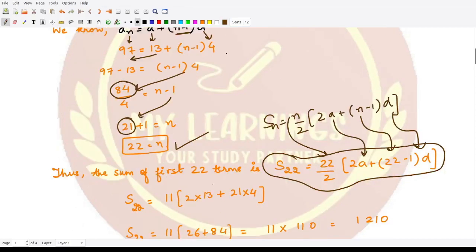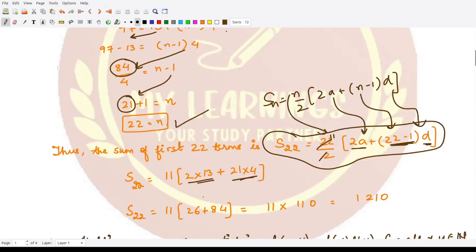Substituting all the values and simplifying, we would have 11 here, 2 into 13 here, and 21 into 4 here. Then 2 into 13 is 26, then we have 84, and when you add them it is 110, and when you multiply it with 11 you would have 1210 as the answer.